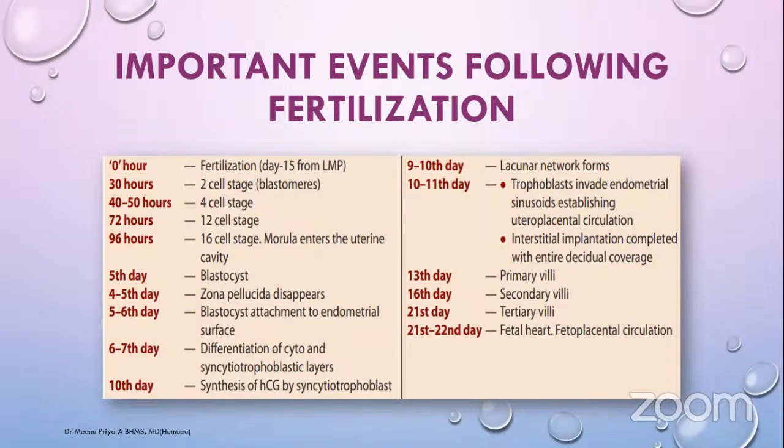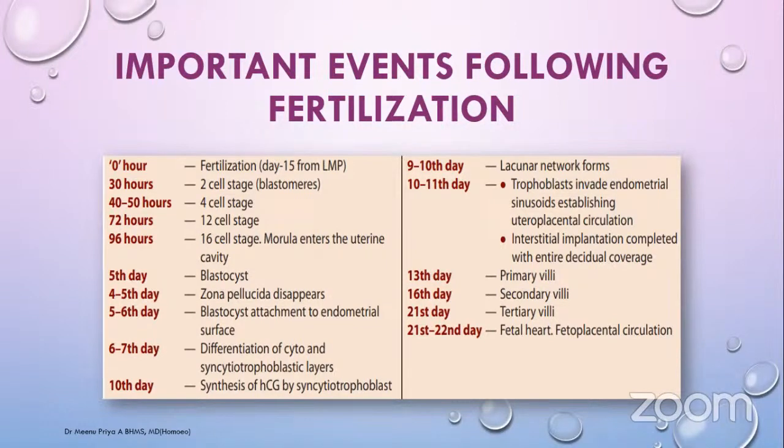So fertilization is on day 15 from LMP, and after 30 hours it goes into the blastomere stage. Again, I'm repeating, don't get confused between blastomere and blastocyst. Blastomere, morula, then blastocyst. So at 40 to 50 hours it is the 4 cell stage, at 72 hours the 16 cell stage, and at 96 hours it becomes morula. The morula enters the uterine cavity after 96 hours, that is the 4th day. And on the 5th day, blastocyst occurs.